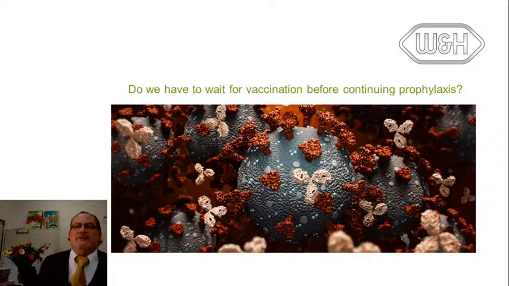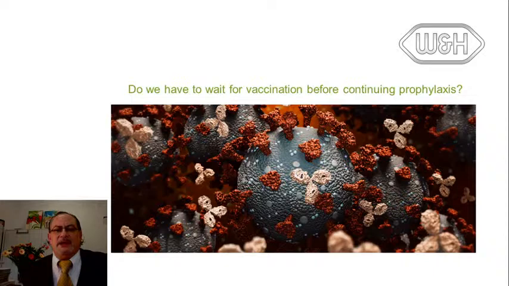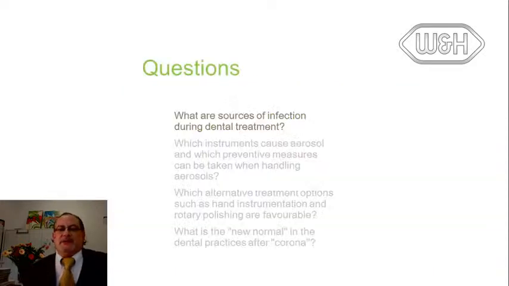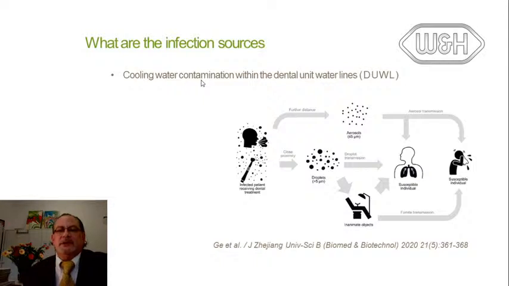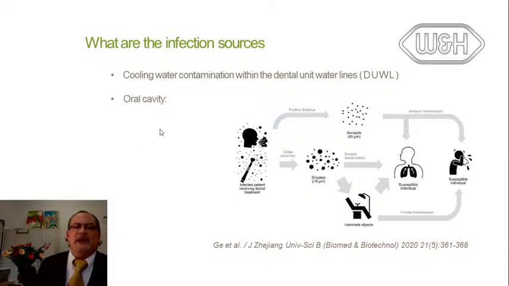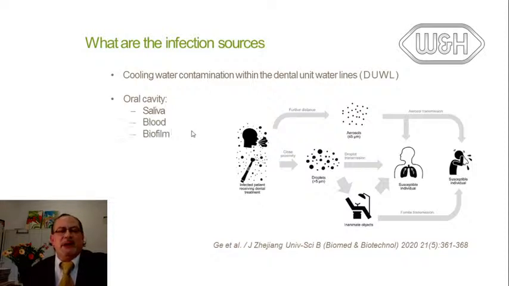So do we have to wait for vaccination before continuing prophylaxis? Let's get back to the questions that we have already asked in the beginning. What are sources of infection during dental treatment? First of all, there is the water cooling contamination within the dental unit, so here in this place. And then, of course, we have the oral cavity of the patient with the saliva, with the blood, with the biofilm, with the food debris, with restorative materials, and of course we have the airways and the pharynx.